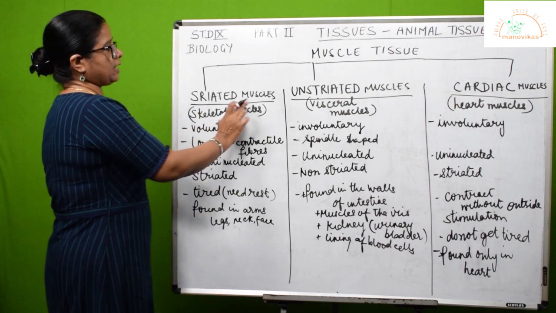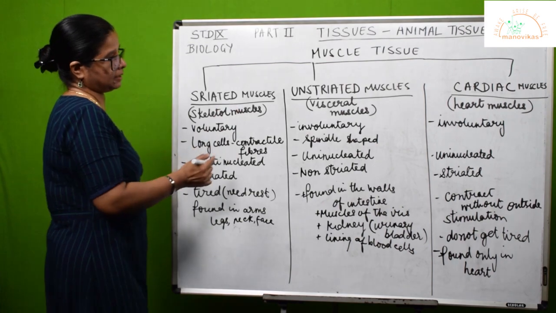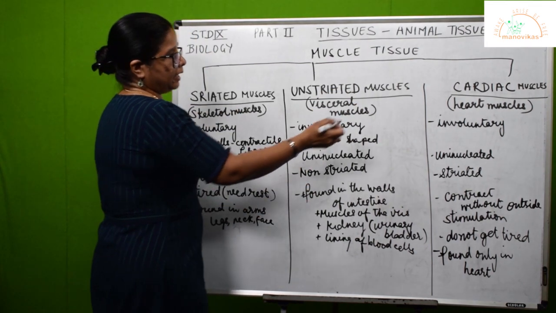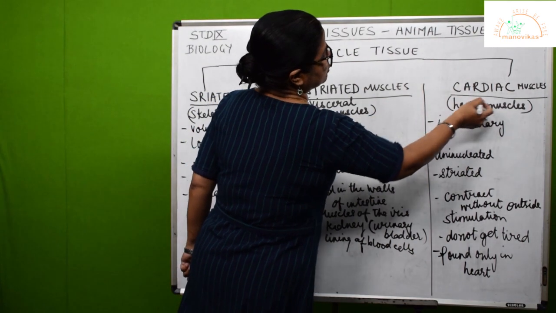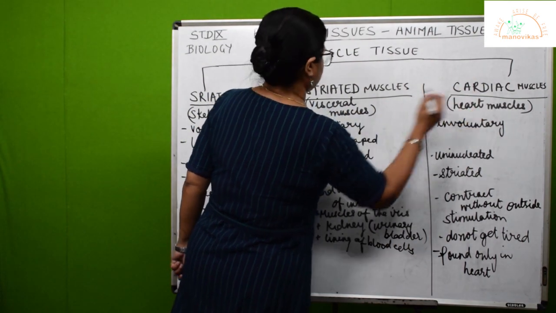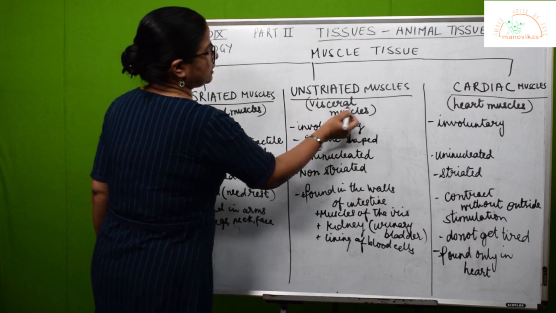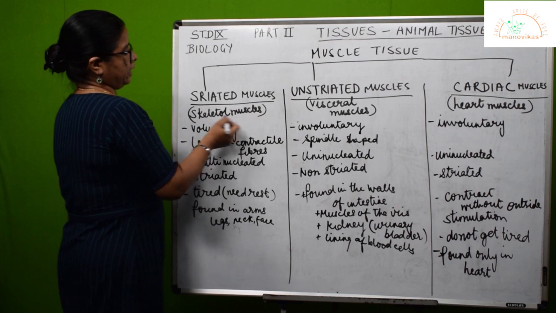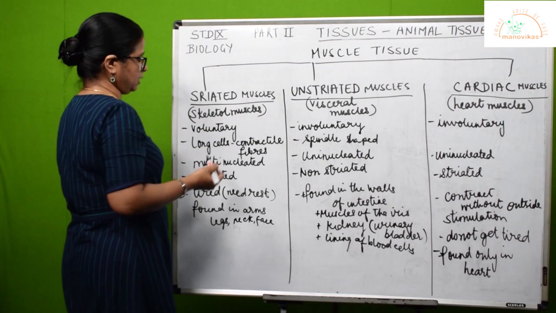So you'll see there'll be dark and light bands in these muscles. Unstriated ones won't have these dark and light bands. And the cardiac muscles, when we say the word cardiac, it means they are the heart muscles. Where are these? They are the visceral muscles, in the viscera of the body. And here they are the skeletal muscles, meaning attached to the skeleton.